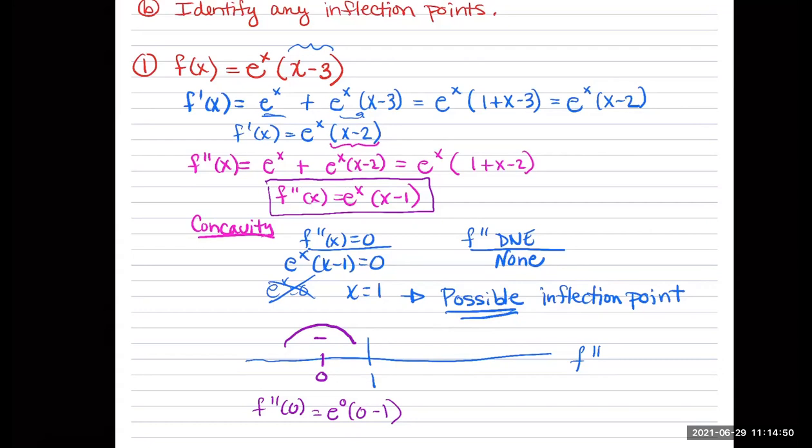So I test the other interval. I pick something bigger than 1, so I'm just going to pick 2. If we plug in 2, we would get e squared times 2 minus 1. So of course that's positive, which means it's concave up.